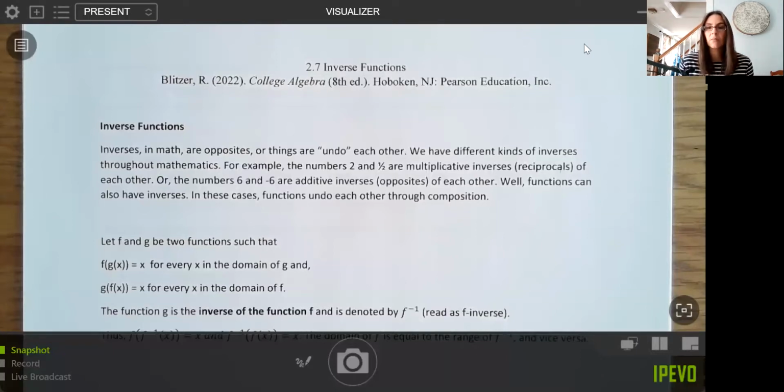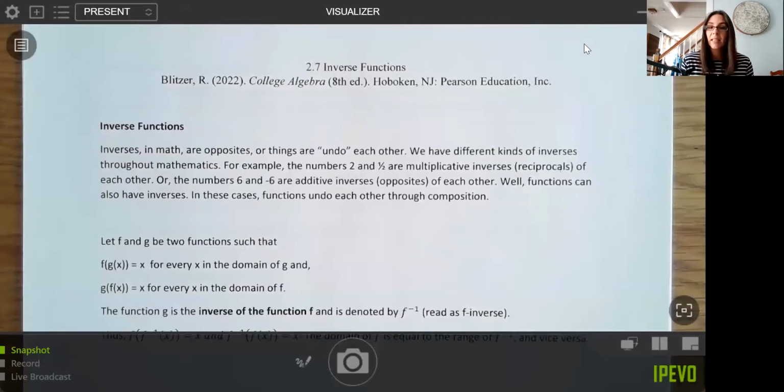So for instance, as just some examples, the numbers 2 and 1/2 are what we call multiplicative inverses. You probably hear them more often as reciprocals, but they're a kind of inverse because they are opposites. They undo each other. So if we have the numbers 2 and 1/2 and we're multiplying, we get the number 1. That number 1 in multiplication is great because if we multiply with 1, it doesn't change anything, or we divide with 1, it doesn't change anything. So that's one example of an inverse.